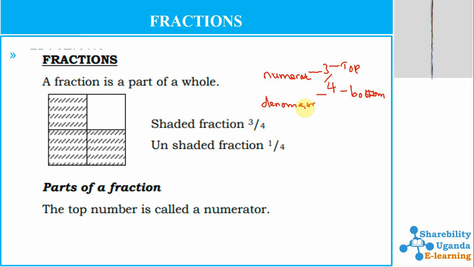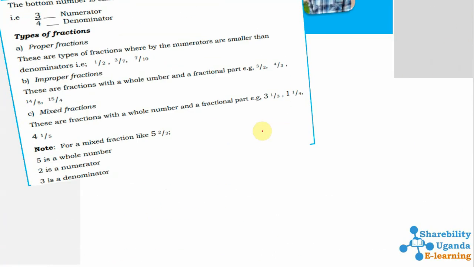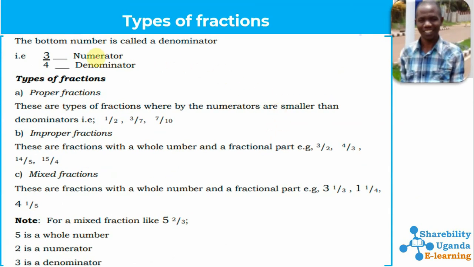So this one, we call it a what? We call it a denominator. And then, as you can see down here, we are saying that in our 3 out of 4, our 3 is going to be what? Our numerator, then our 4 is going to be the denominator. So that simply clarifies that we can now be able to identify parts of these fractions as what?